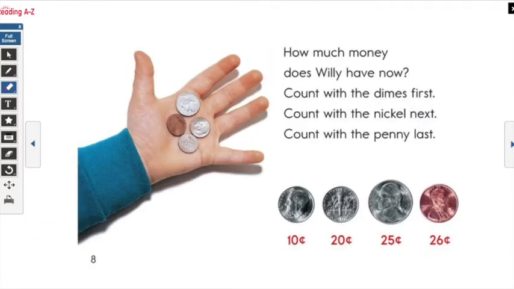How much money does Willie have now? Count the dimes first. Count the nickel next. Count with the penny last. Remember, a dime is 10 cents, a nickel is 5 cents, and a penny is 1 cent. So we have 10, 20, 25, 26.